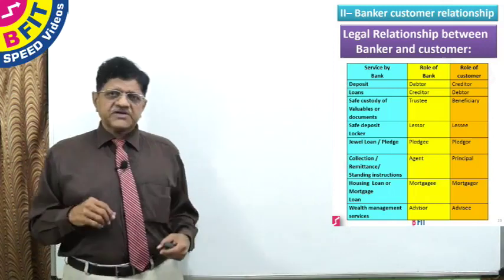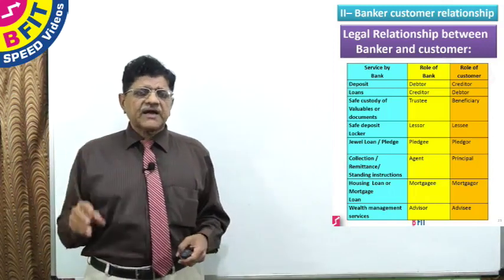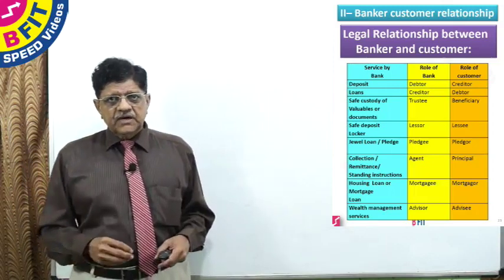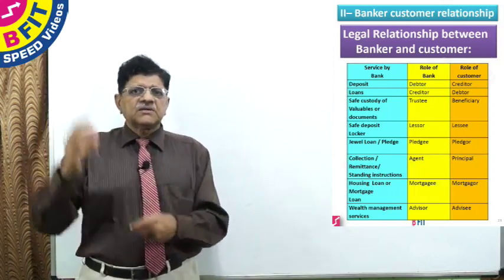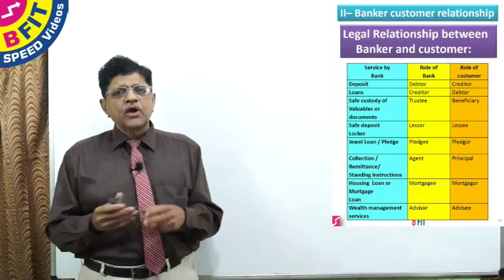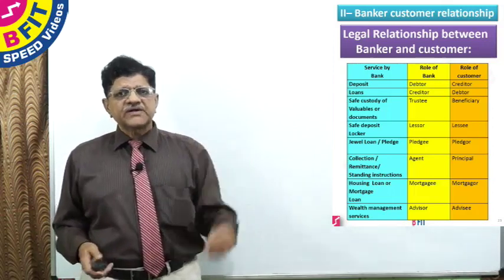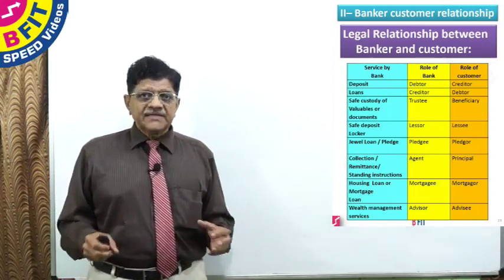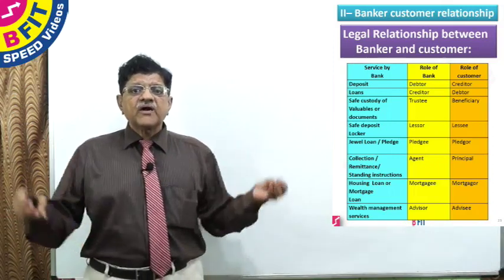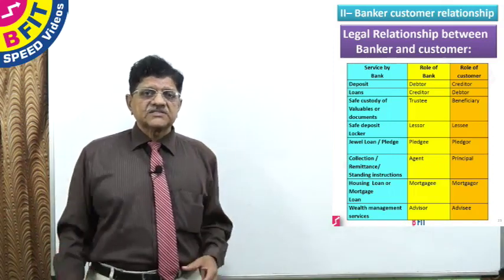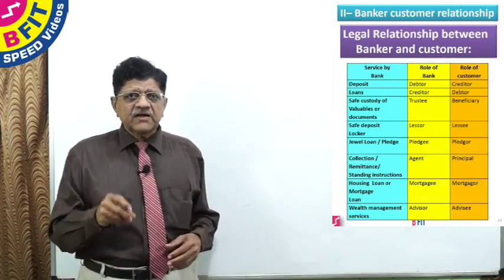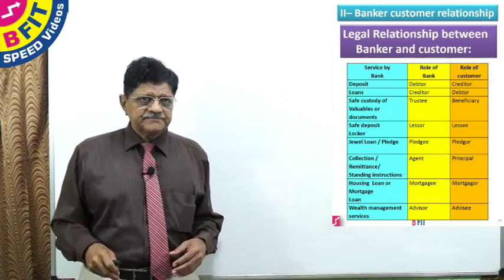In the case of collection, next let us take a customer who deposits a check for collection. The check is drawn on some outstation place, and you cannot go there and collect it, therefore you give the check for collection to the bank. In this case, the bank acts as an agent on behalf of the principal, who is the customer. So here the relationship between the banker and the customer is that of agent and principal.